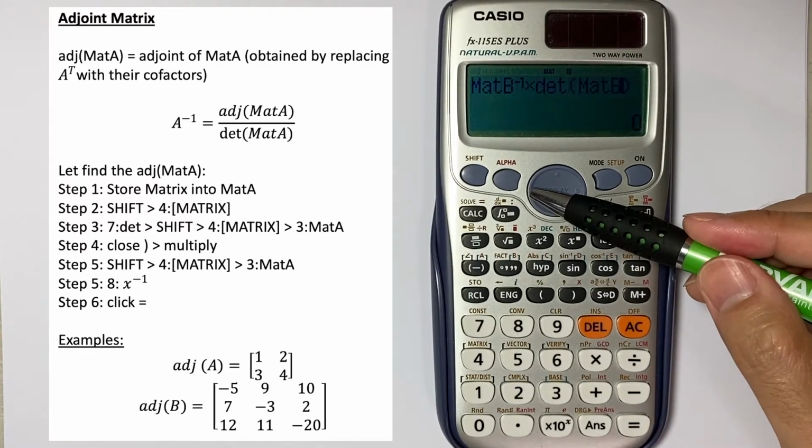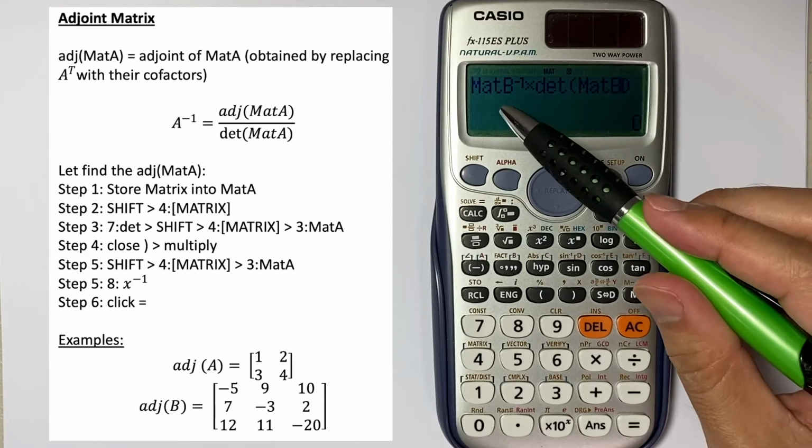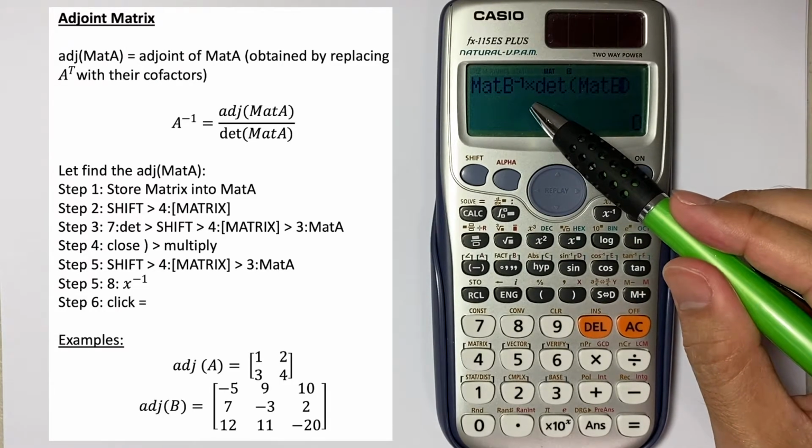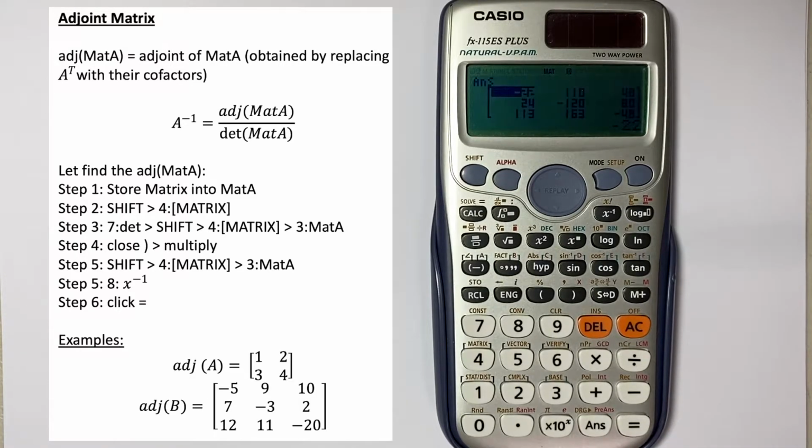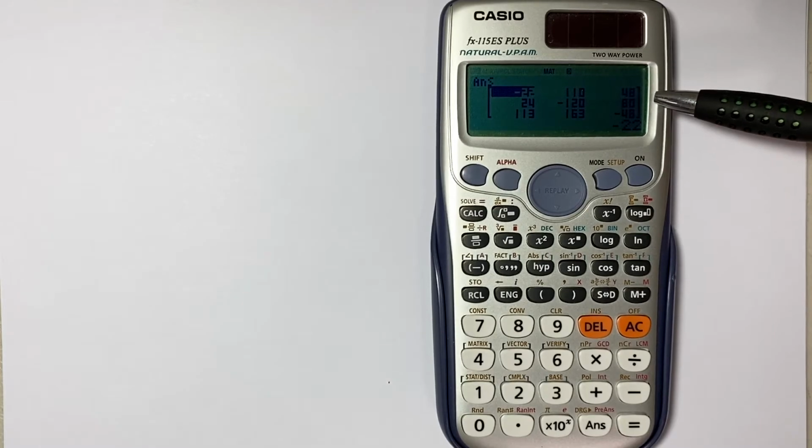So we can just look at our equation one more time. So it's the inverse of matrix B, multiply the determinant of the matrix B, and then click equal. And here we go. This is the adjoint for the matrix B.